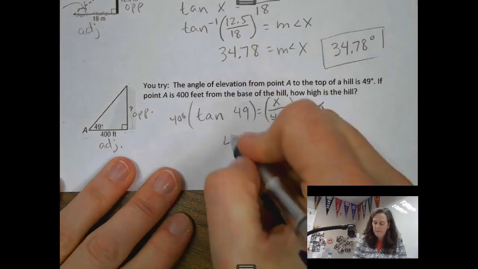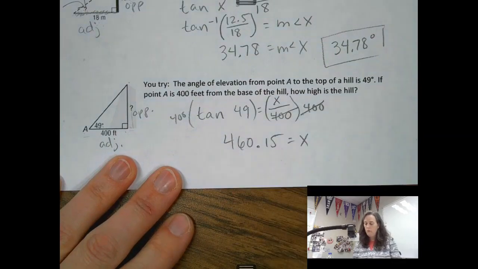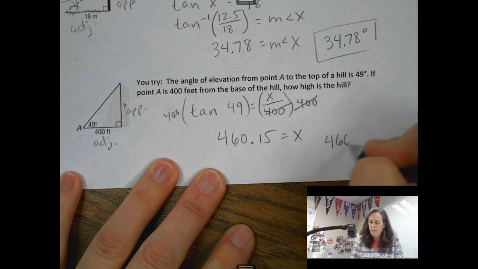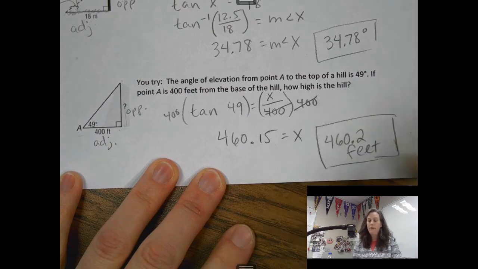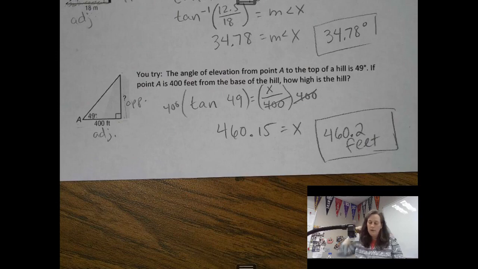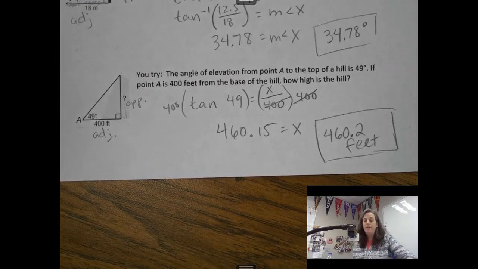460.15. And we have to throw some words back in there. So we'll say he's 460.2 feet. Yeah, it was in feet. The hill is 460.2 feet up. All right, that is angle of elevation.